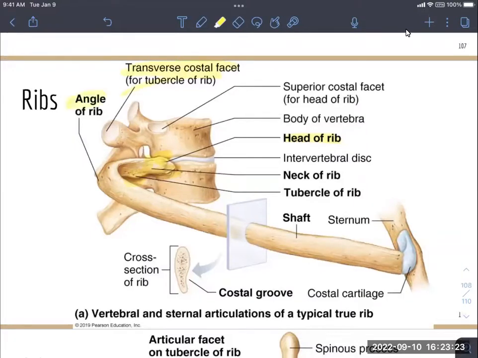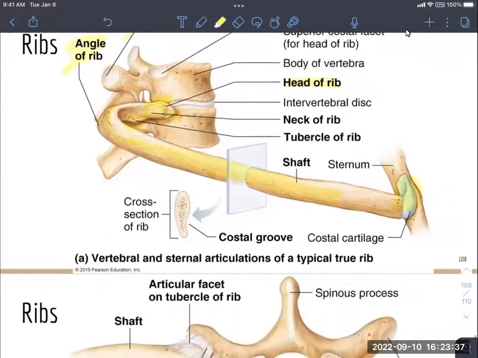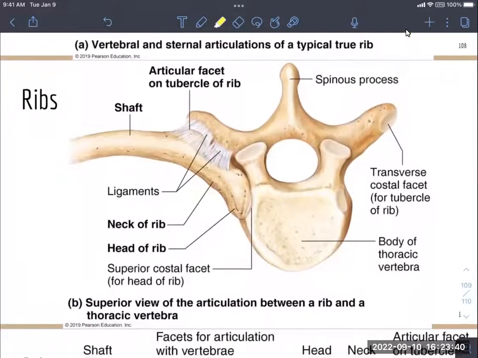We have the angle of the rib, where that main curve comes. The shaft is the big long portion. Then it attaches through costal cartilage on ribs 1 through 7 to the sternum. So here's another view. As you can see, it is all held in place with ligaments. Ligaments hold your ribs in place. We have our head of the ribs, the neck of the ribs, and the shaft that goes all the way around.